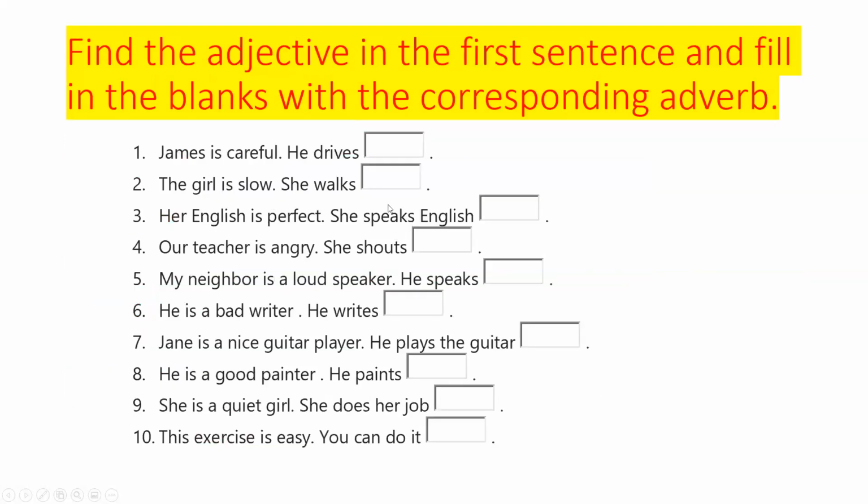Well, here you have some exercises. You can stop the video at any time and you can convert the adjective in the first sentence into an adverb in the second sentence.